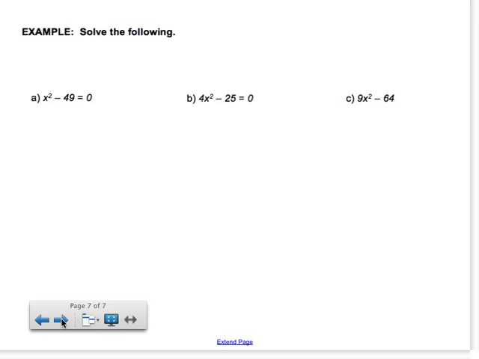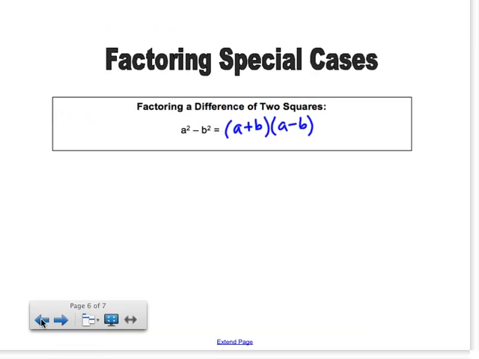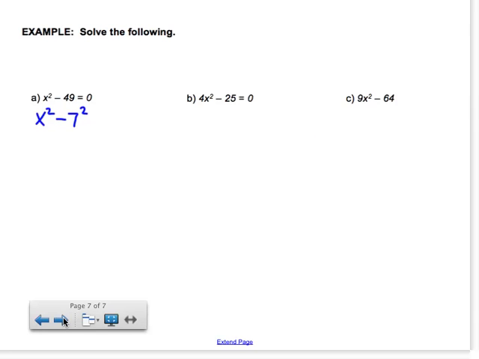That's obviously squared. 49 is a perfect square. So I'm going to rewrite it so I have x squared minus 49 as 7 squared. And now it looks just like my a squared minus b squared. a is x and b is 7. So I'm going to write x plus 7 times x minus 7. And I didn't have to do any extra thinking.